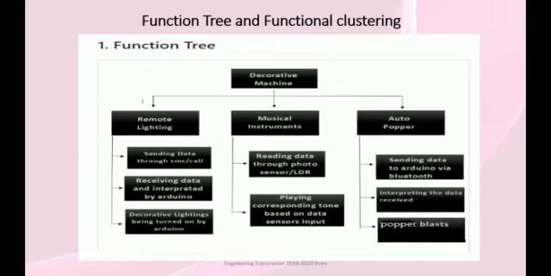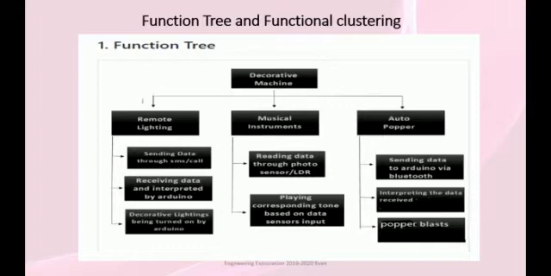The 3 functions that our decorative device must incorporate are remote lighting, musical instrument, and auto popper. Remote lighting works when we send input data through SMS or call. The data is received and interpreted by the Arduino. After that, the light starts glowing with a particular pattern. The musical instrument reads the data through the photosensor or LDR, and after reading the data, it plays its corresponding tune based on the sensor's input.